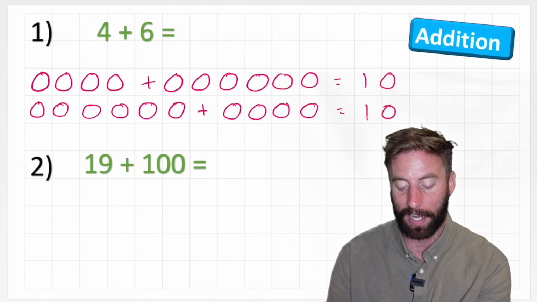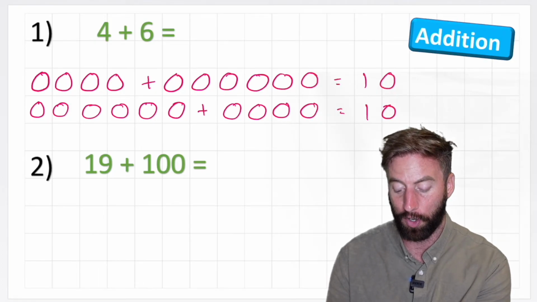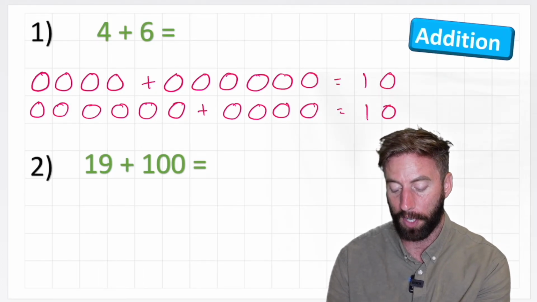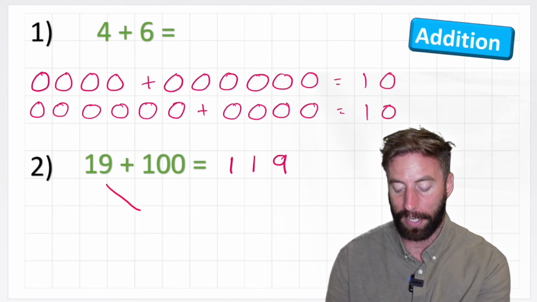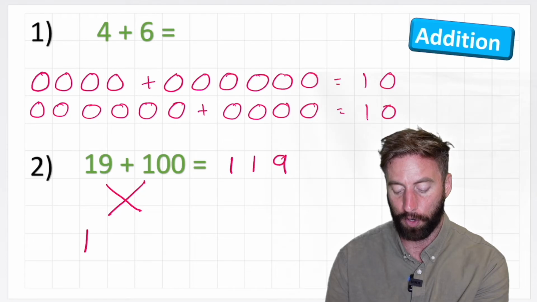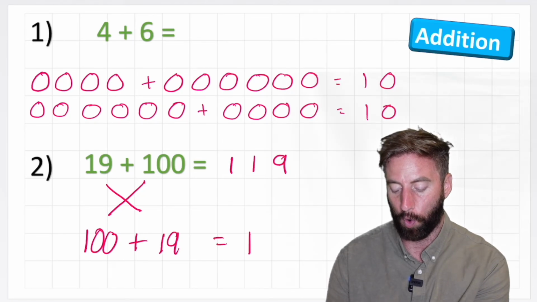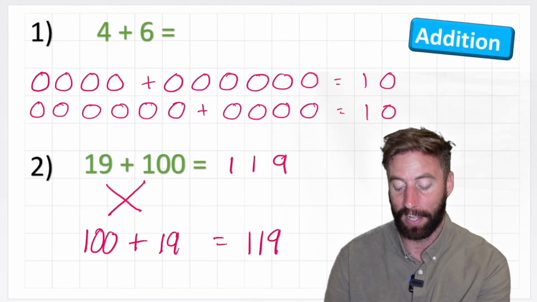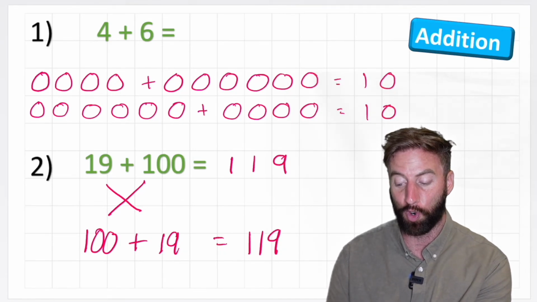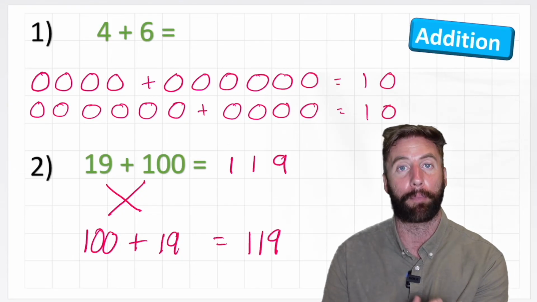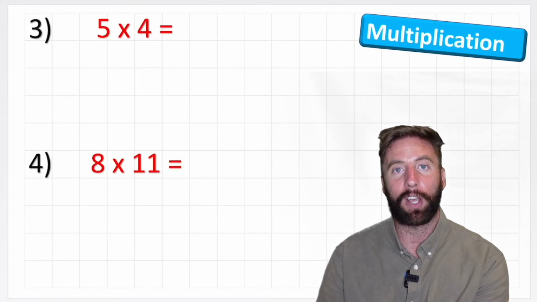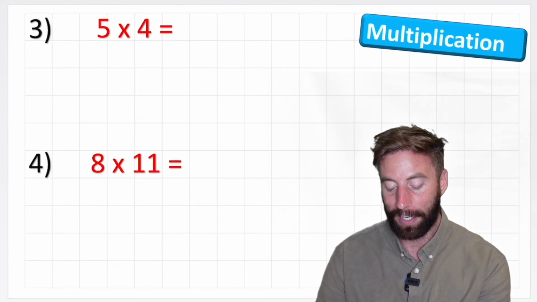Let's have a look at it with this second example. 19 plus 100 equals 119. But if I flick my addends the other way and I have 100 at the start and I add it to 19, I still get 119. And if I was a patient person and could draw out all those circles and balls, I could prove it with that model as well. Let's have a look at multiplication then and see if it works here as well.